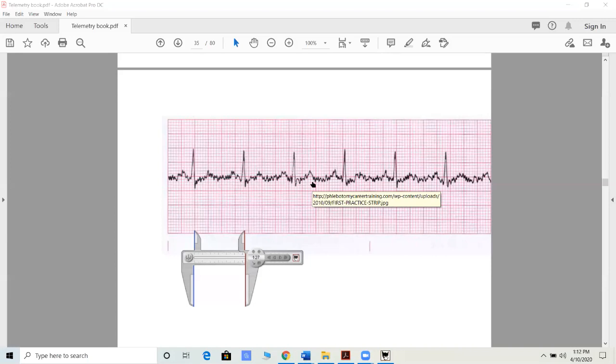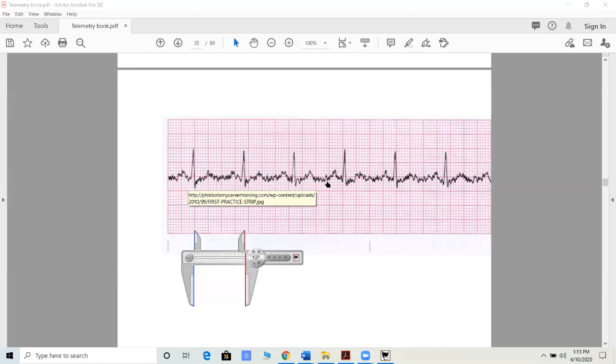So 1500 divided by X is 250, or 1500 divided by 250 is equal to X. So 1500 divided by 250 comes out to about 6. So between each particular distance it's only 6. Okay, what does that tell us? That tells us that this is extremely fast.